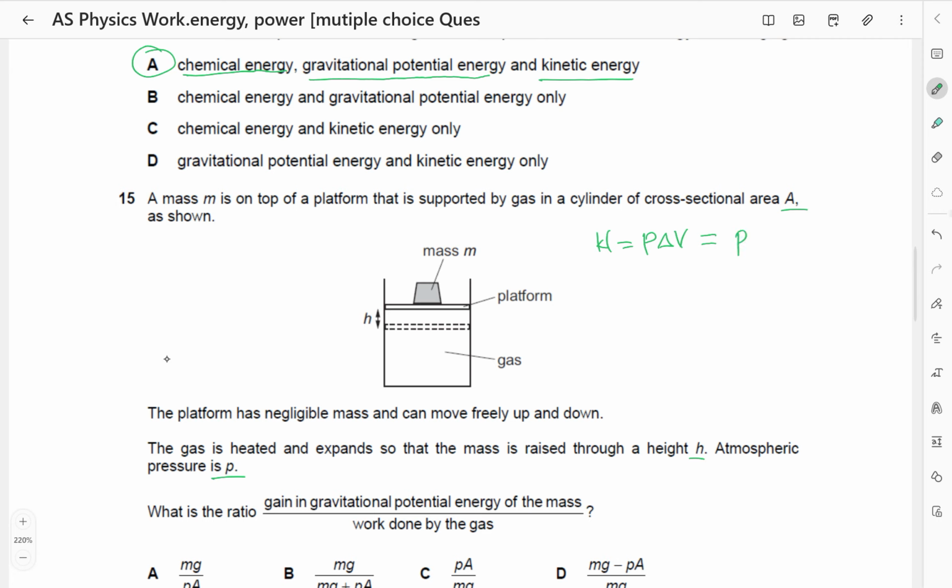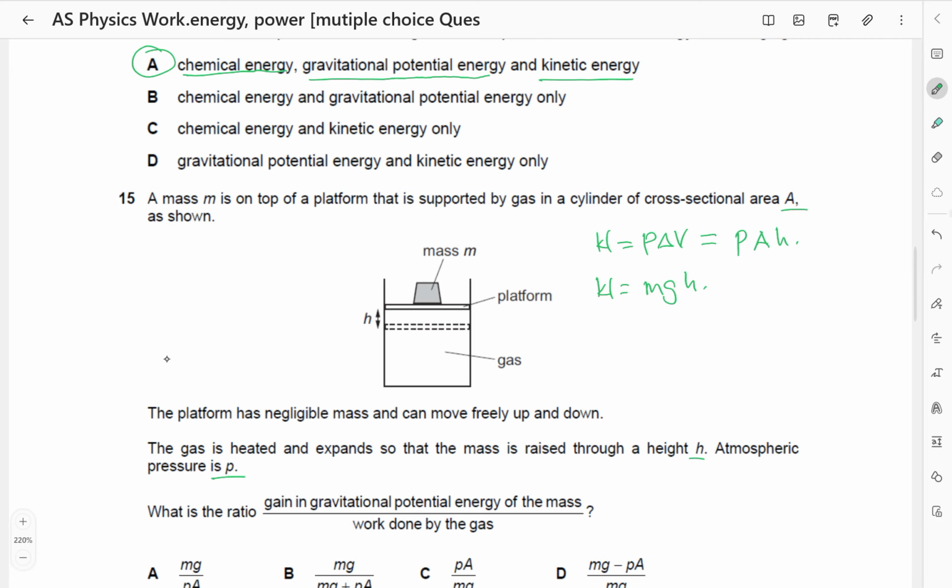And the change in volume is going to be equal to the cross-sectional area times the value of h. That is going to be the work done. That is the work done by the gas onto the mass m. Then the gain in gravitational potential energy is going to be the work done to overcome that weight. So the work done to overcome that weight is going to be equal to mgh. That's the work done to overcome the weight of the mass m.